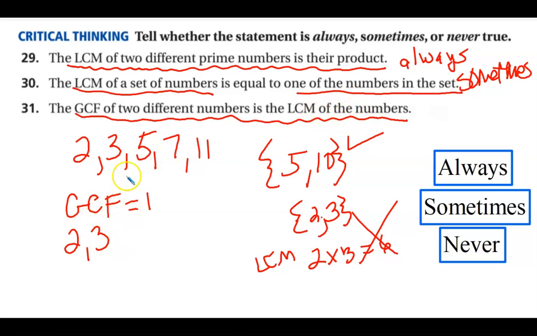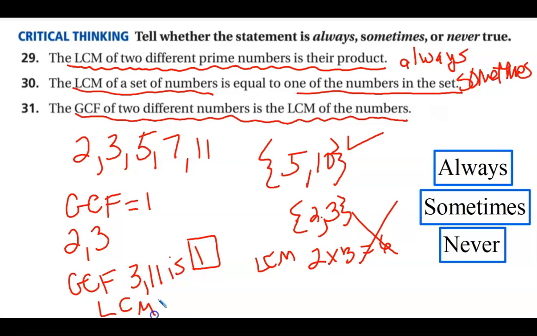Let's just try one more. Let's try 3 and 11. They have no common factors, so the greatest common factor of 3 and 11 is 1. But the least common multiple is 3 times 11, which is 33. Okay, so we can see that's never going to be true.